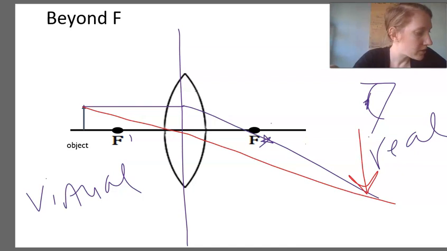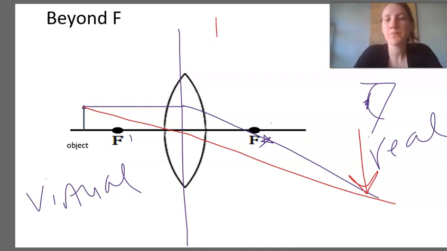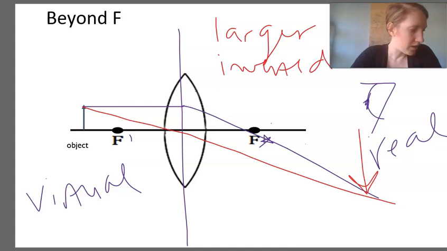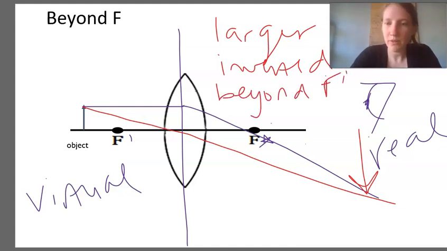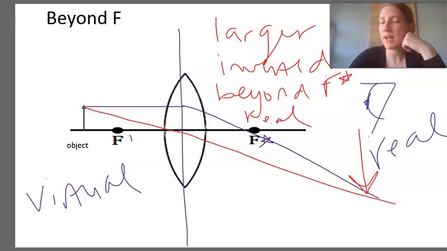Okay, so size should be larger, inverted. Location would be beyond f prime, or f primary, and it is real because it's on the same side as the viewer.